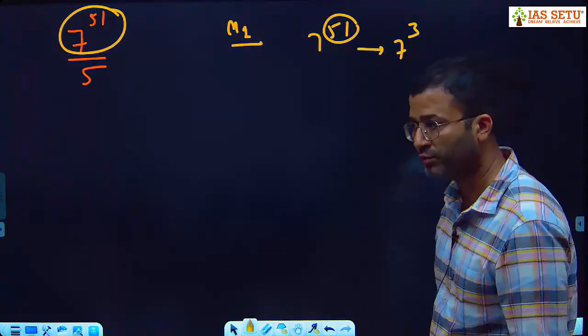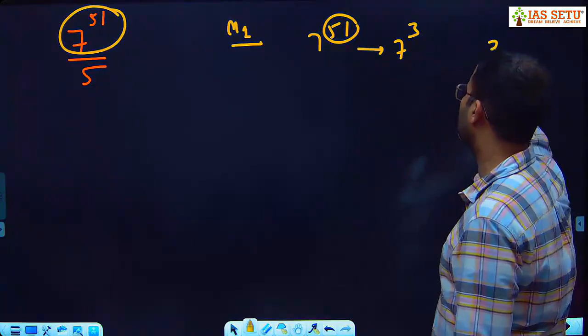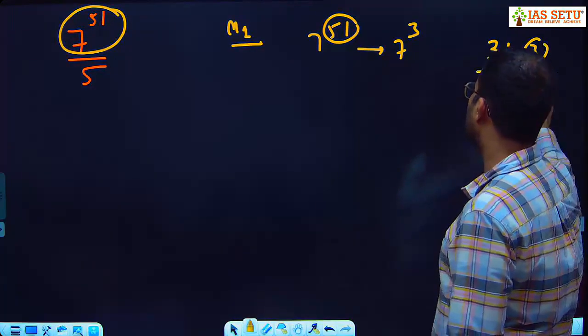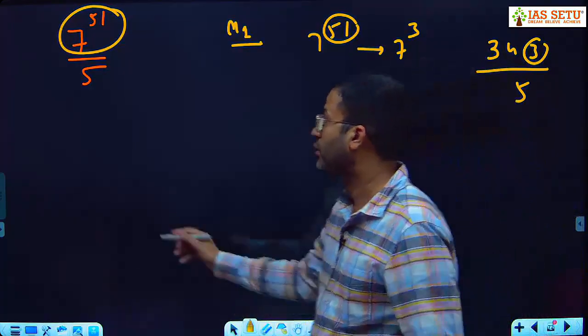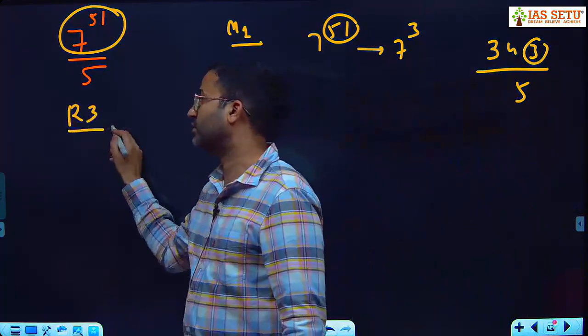What is 7 cube? 343. What is the unit digit? 3 divided by 5. 3 को 5 से divide करेंगे. What is your remainder? 3. So your answer here is remainder 3.